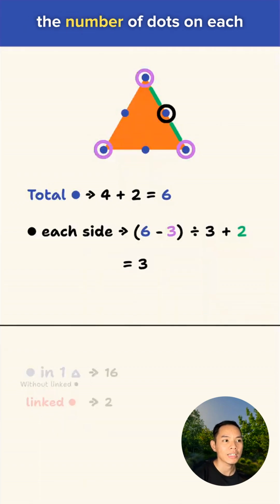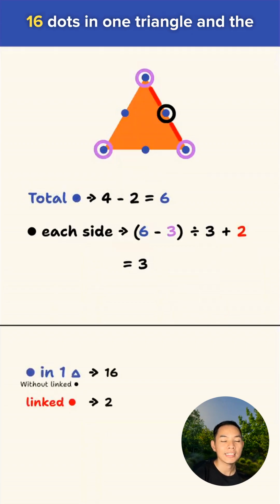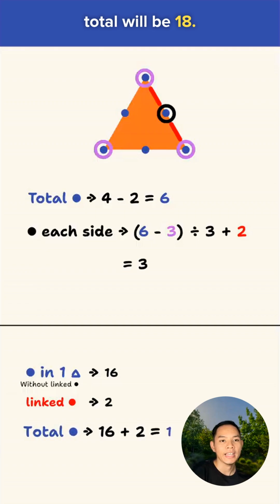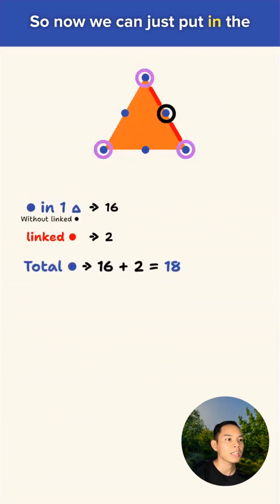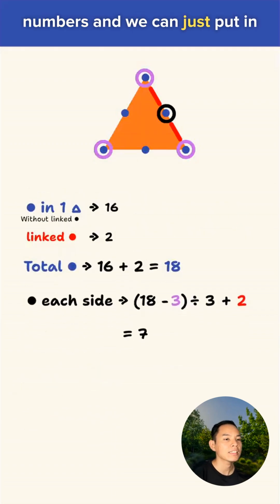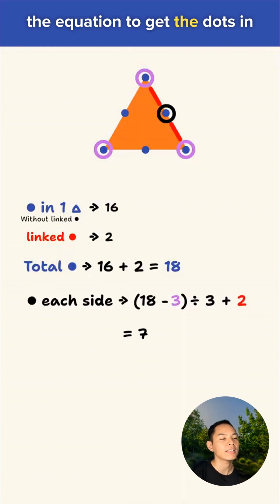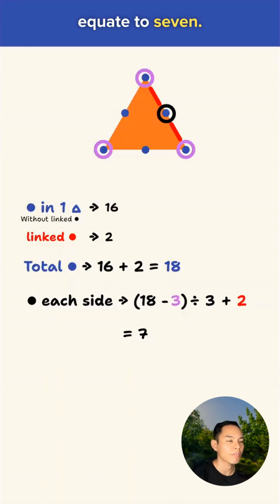So now we know how to get the number of dots on each side of the triangle. Then we're going to use the 16 dots in one triangle and the linked dots is 2, so the total will be 18. Now we can just put the numbers into the equation to get the dots in each side, which equates to 7. And that's how you solve this question.